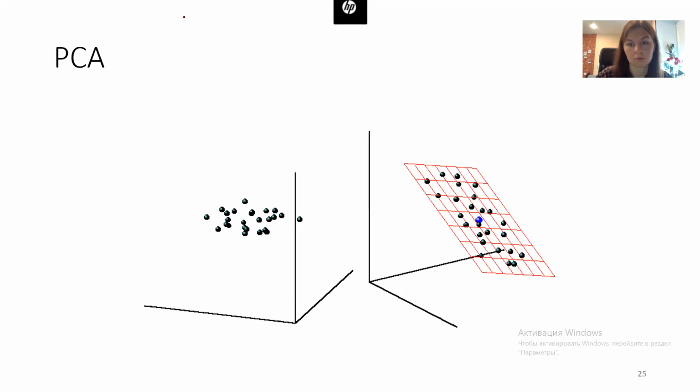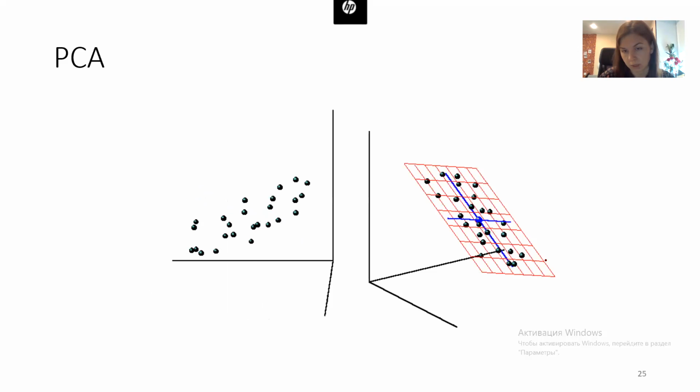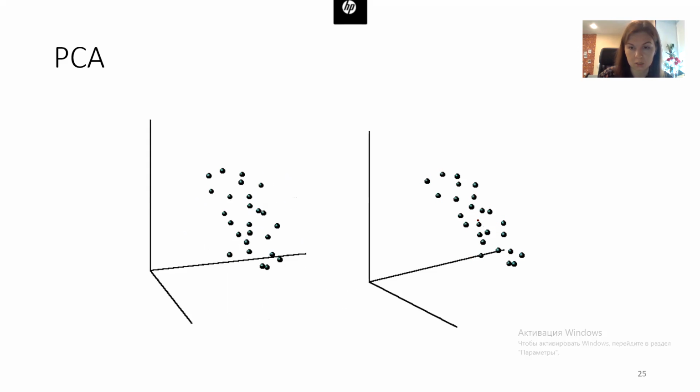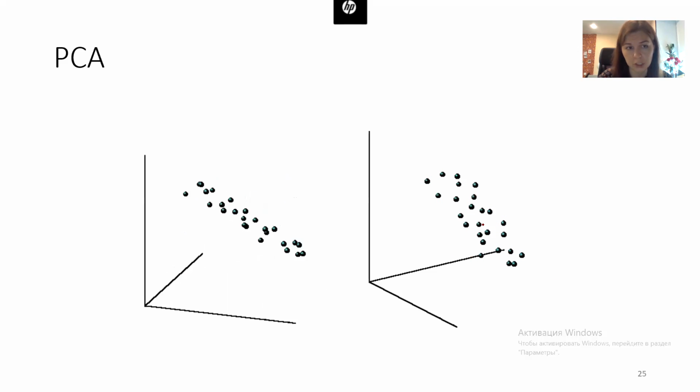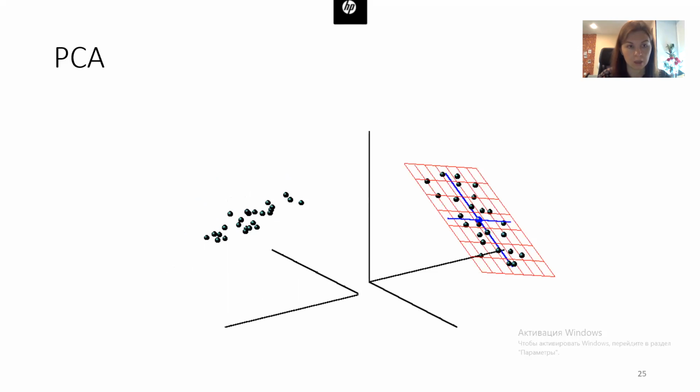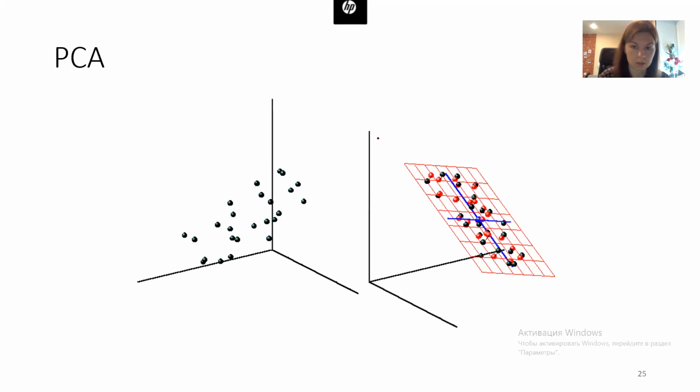And actually, one more animation. We just transform our original data space into a principal component data space.